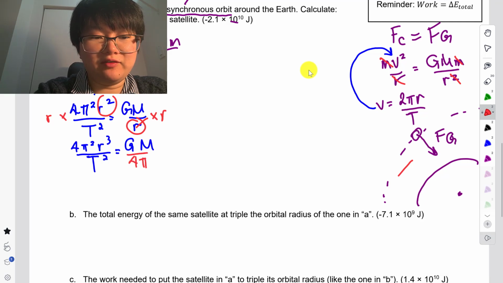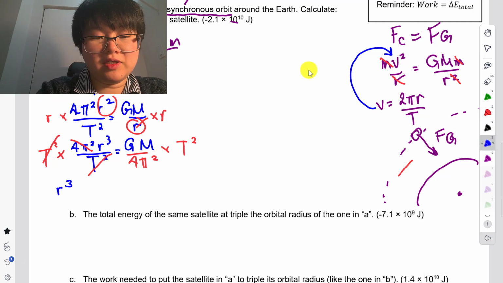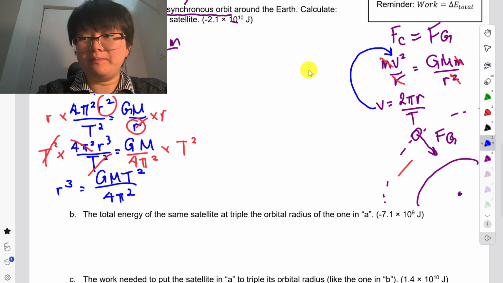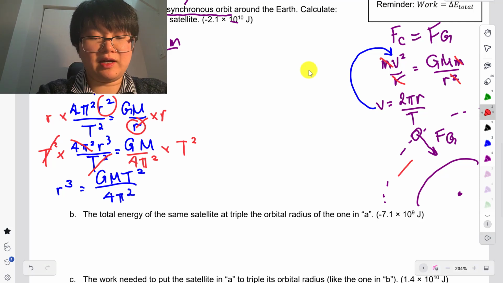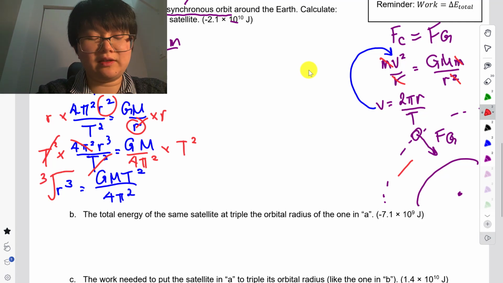Namely, we have to divide the 4 pi squared down here onto the other side, so that gets rid of this. We also need to multiply both sides by the period squared, which gets rid of this one down here. And we're left with this annoying r cubed is equal to big G, big M, period squared over 4 pi squared. The last step is very annoying because to get rid of the cube on the r, we would have to take the cube root of both sides of the equation.